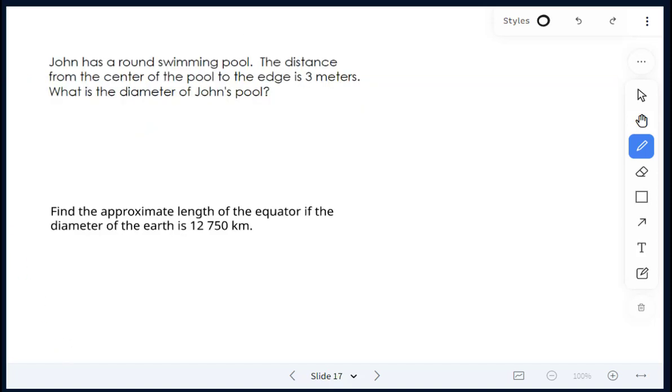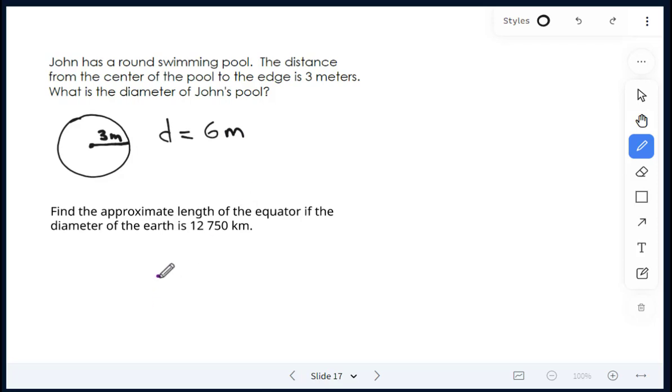Okay, so here the first question, John has a round swimming pool. The distance from the center of the pool to the edge is 3 meters. What is the diameter of the pool? So there's the circle. The distance from the center of the pool to the edge is 3 meters. That therefore is the radius. So the diameter would be double that. So 3 times 2, therefore 6 meters.